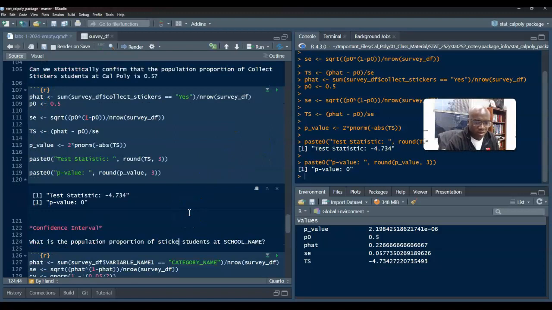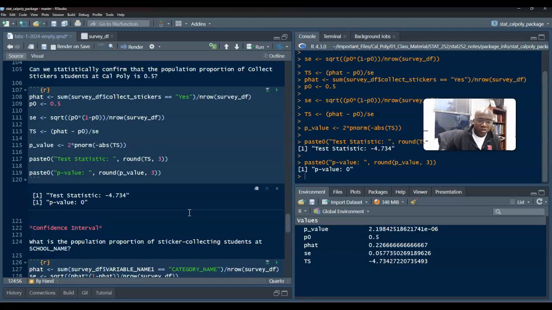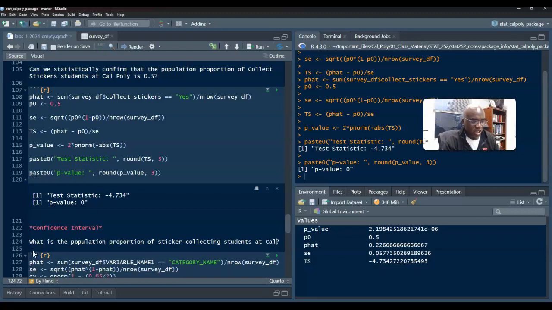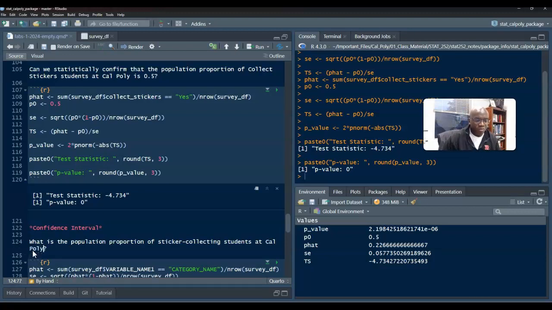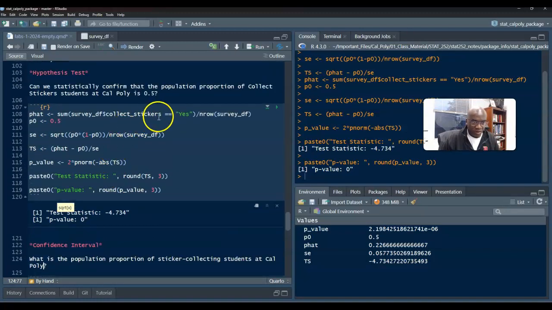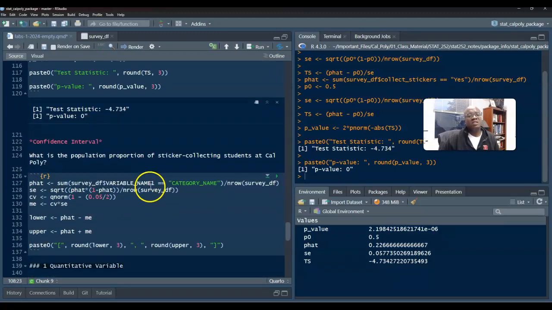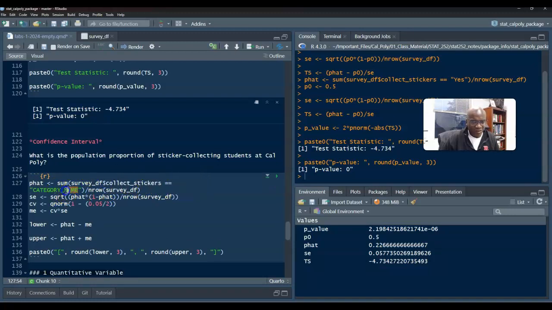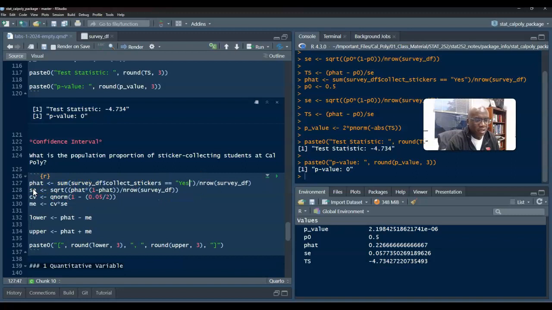Sticker. Oh, I guess we're not going to sticker collecting students at Cal Poly. What is? So when it says what is, we're going to find a confidence interval at Cal Poly. All right. So with that being said, change the variable names a little bit. So we know it's going to be collectors, collect stickers, right? It's going to be the variable name. And again, we're after when it's equal to yes.